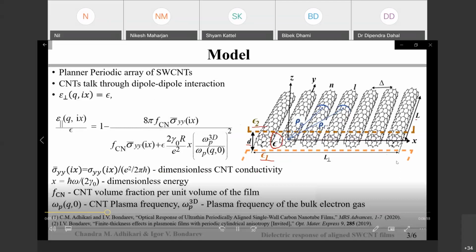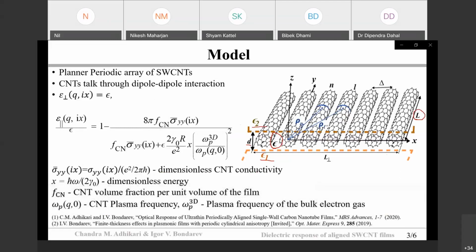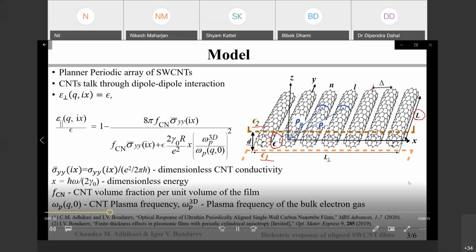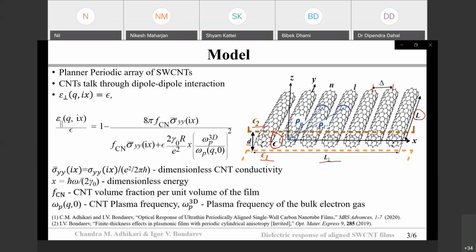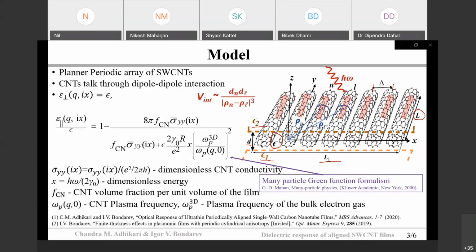Length of each carbon nanotube is L. Delta is the center-to-center distance between 2 carbon nanotubes, and L perpendicular is the length of our film. When a photon is shined on a carbon nanotube, the carbon nanotube gets excited. The carbon nanotubes talk to each other through the dipole-dipole interaction.